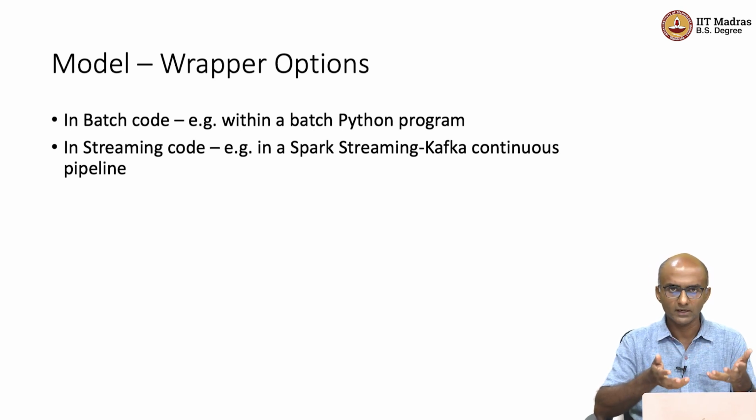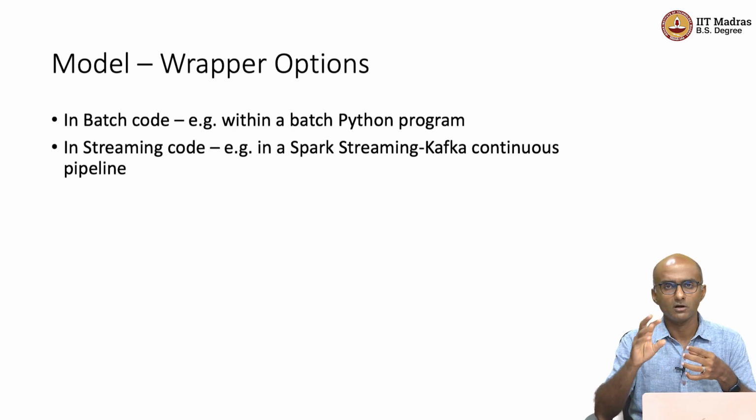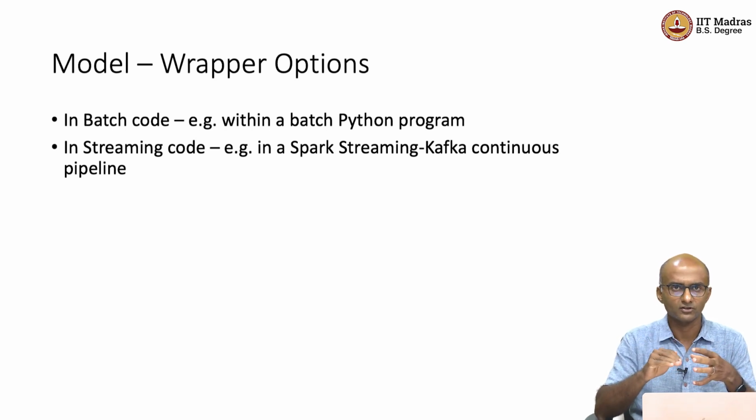There are fundamentally two types. One, you take the model and you wrap it up in batch code, or you take the model and you wrap it up in streaming code. A batch code would be an example of a batch Python program that you execute, within which the model itself is called as one of the steps. Likewise, in a streaming code, it's similar, meaning that there is a bunch of code that does a lot of things, and one of the code elements is basically the model invocation.